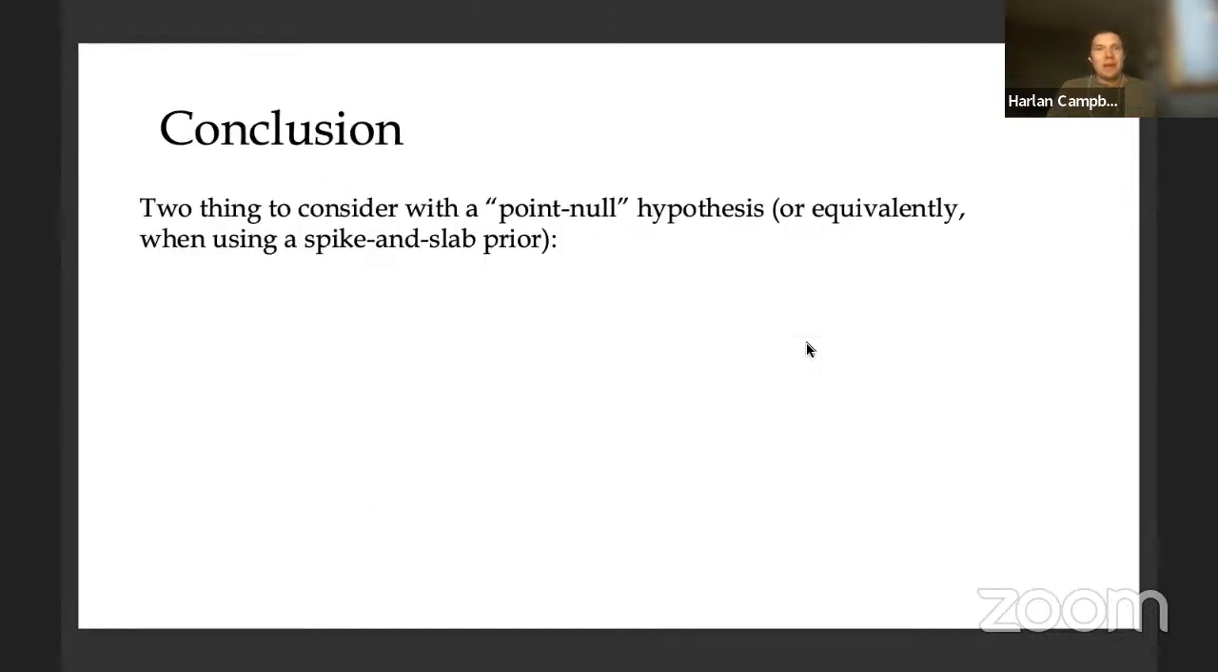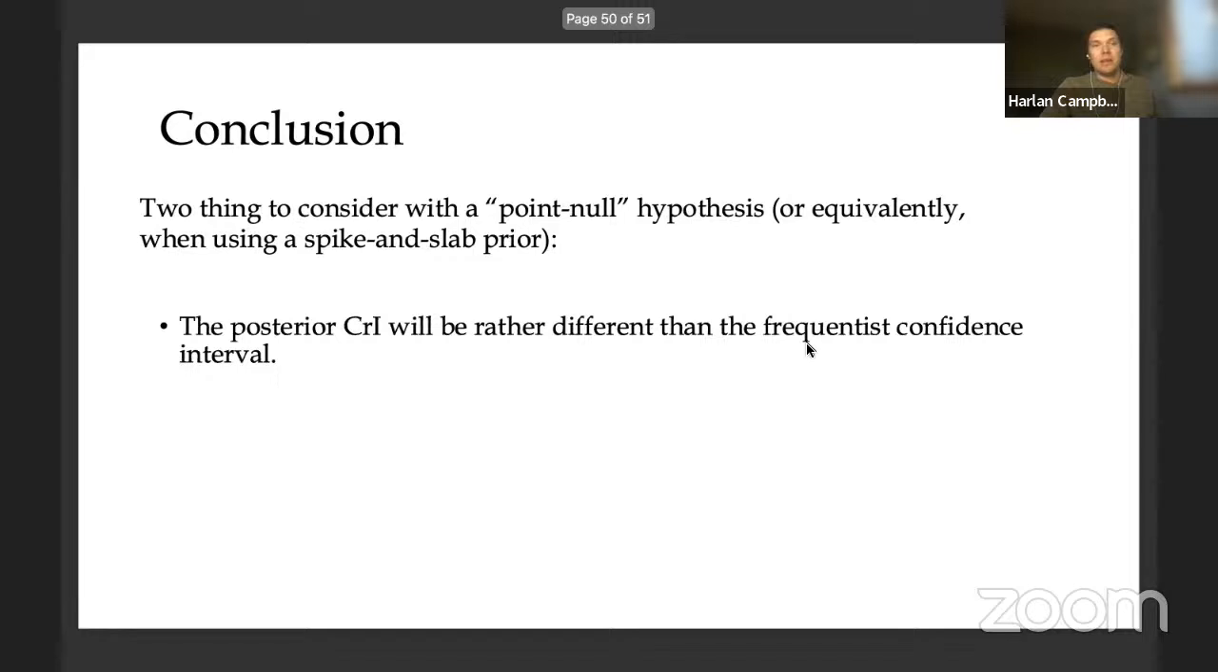So in conclusion, there are two things we want to point to. When you're considering a point null hypothesis, or equivalently when you're using a spike and slab prior, which are entirely equivalent points of view, there are two things to consider. The first is that because of the spike, the posterior credible interval will be rather different than the frequentist confidence interval. When you don't have the spike, we don't see this difference. Even in a mixture of two very different models, you'll see agreement between the frequentist and Bayesian testing and the frequentist and Bayesian estimation. But when you do have a spike, or a spike and slab prior, or a point null hypothesis, there's disagreement in both testing and estimation.